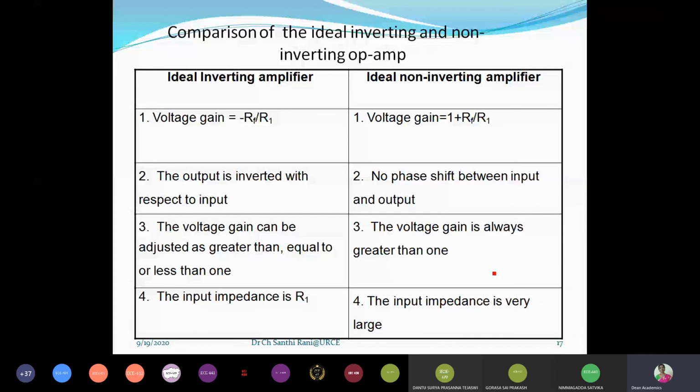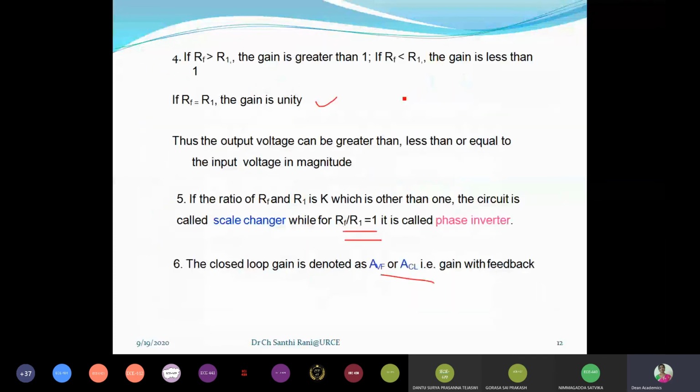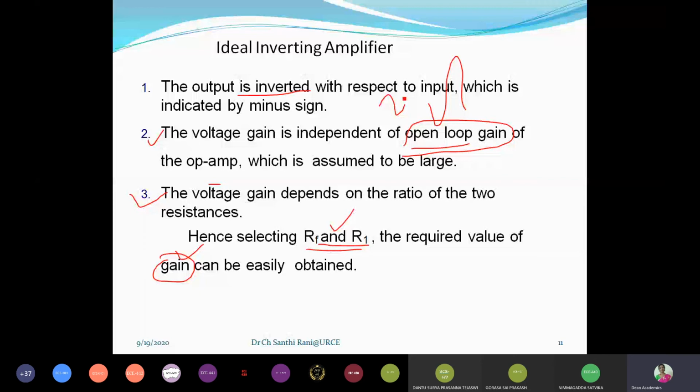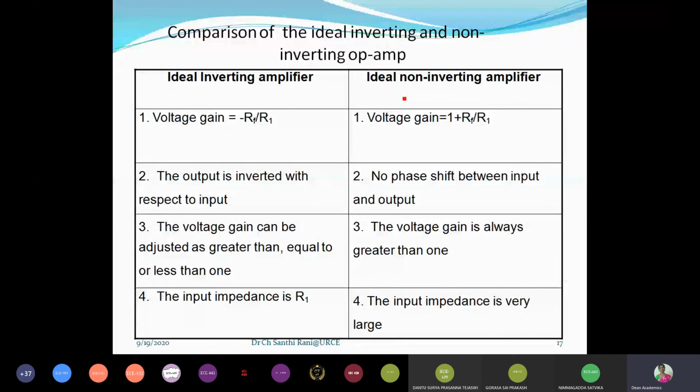Now let us compare. When you are asked to discuss inverting and non-inverting amplifiers, ideal inverting and non-inverting amplifiers, you draw the previous circuits and write these explanations and points. Once again at the end, if you draw a table like this, it will be more impressive and you can get a good impression from your examiner.